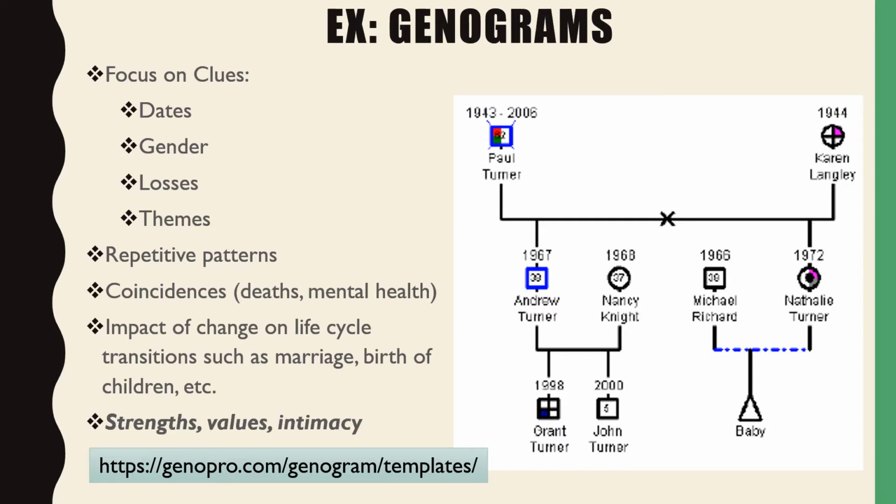Genograms is a helpful tool for clinicians and the clients to see the intergenerational patterns. The concept is very similar to something like a family tree, where every single person, every family member is represented by a specific symbol. Usually we use circle for females and we use squares for males.